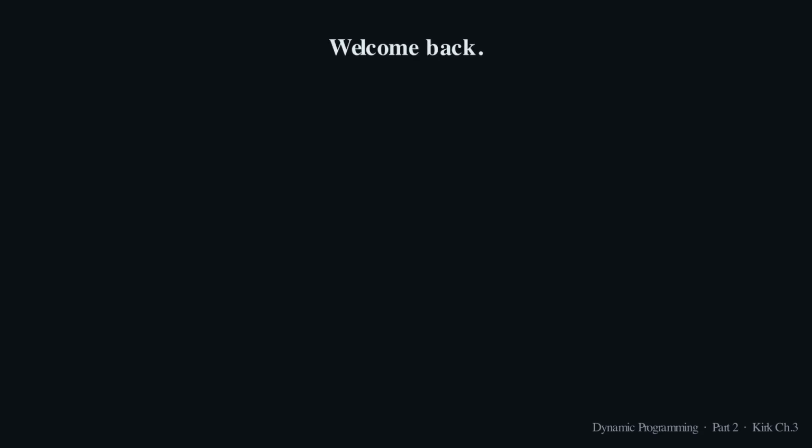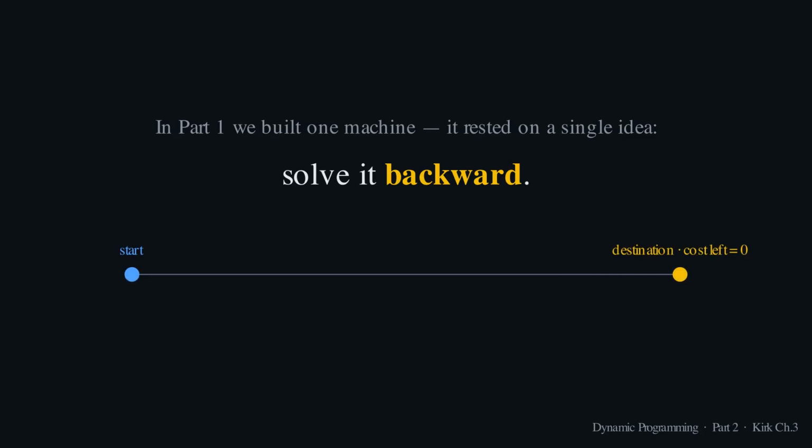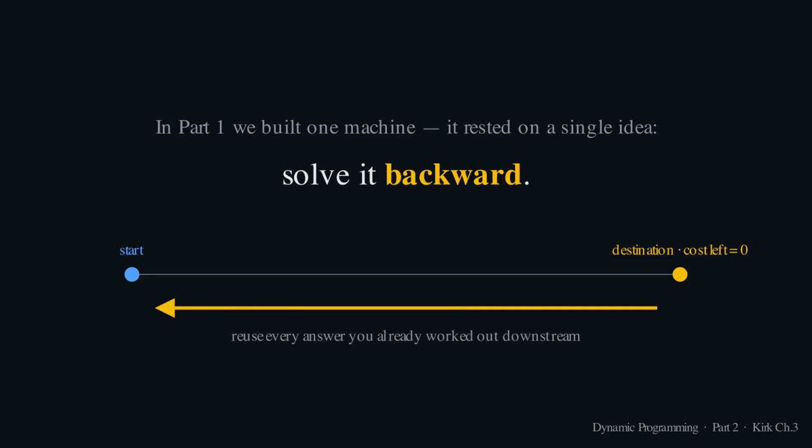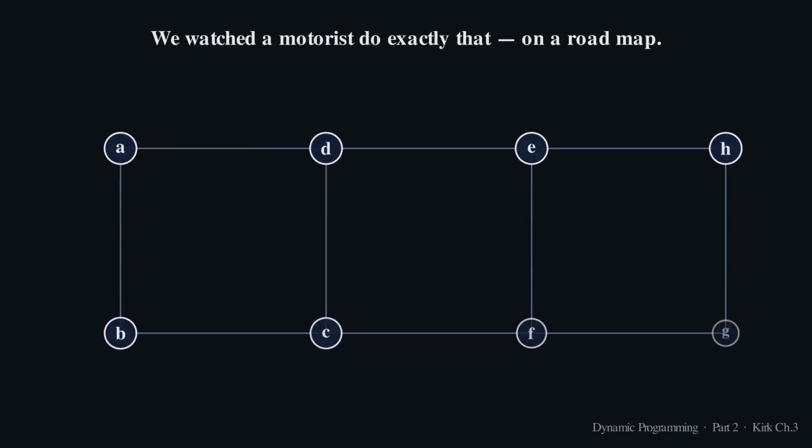Welcome back. In part 1, we built one machine and it rested on a single idea. To find the cheapest way through a problem, you solve it backward. Start at the destination where the cost left to pay is 0 and walk home. And at every step, you reuse the answer you already worked out for everything downstream. We watched a motorist do exactly that on a road map, from the end H back to the start A.